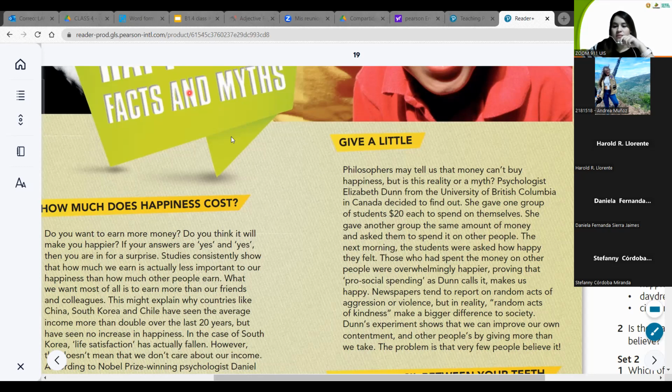Dunn's experiments show that we can improve our own contentment and other people's by giving more than we take. The problem is that very few people believe it.